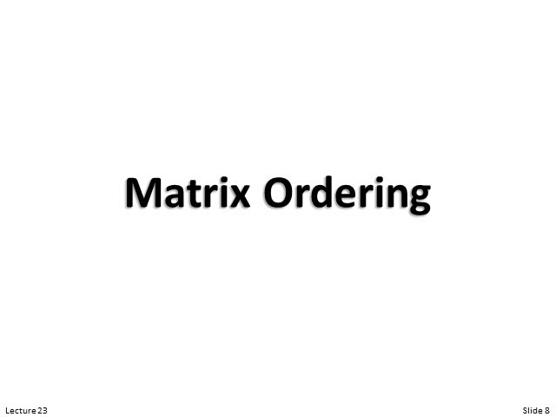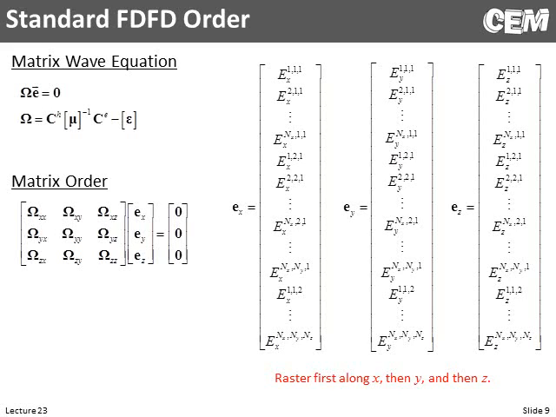So I want to step you through what I call matrix ordering. And here's where we look at the order that we've listed the electric fields in our column vectors and how that relates back to our wave matrix. So we have a matrix wave equation that I'll call omega times E equals 0. And here's this big omega matrix. That's the wave matrix.